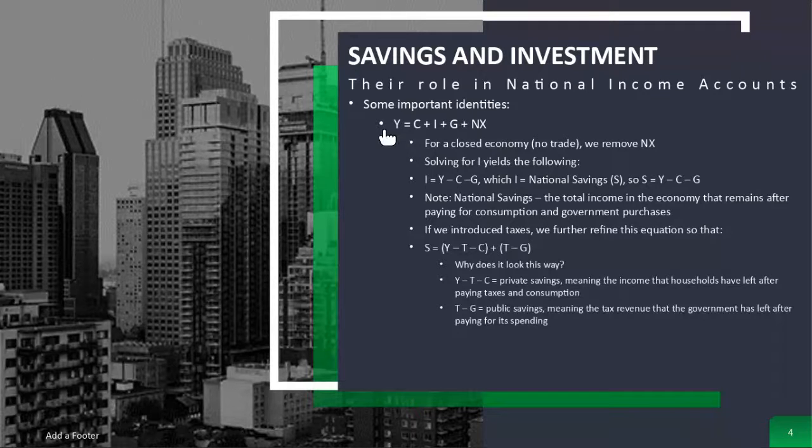Now, what does this mean? It means GDP, which is Y, equals consumption, which is the C, plus investment, which is the I, plus government spending, which is the G, plus net exports, which is the NX.